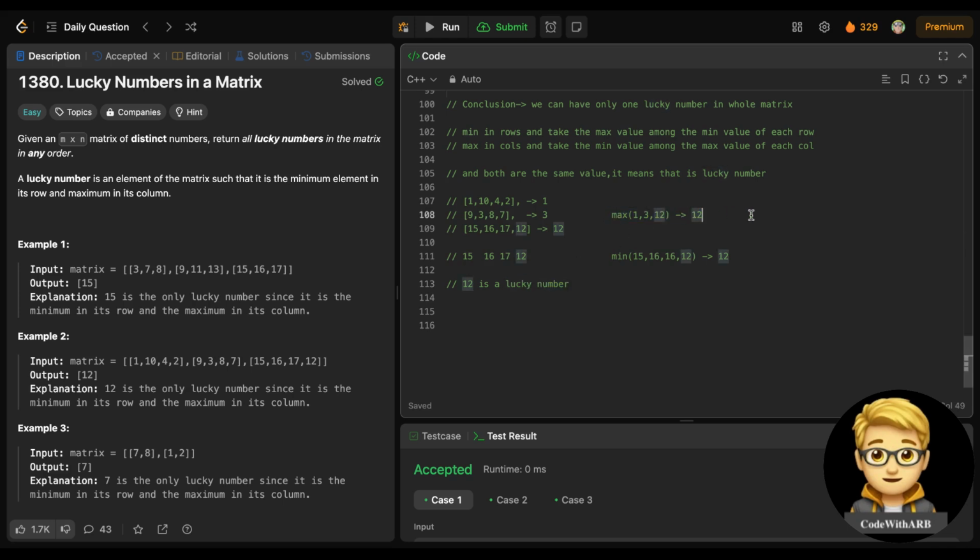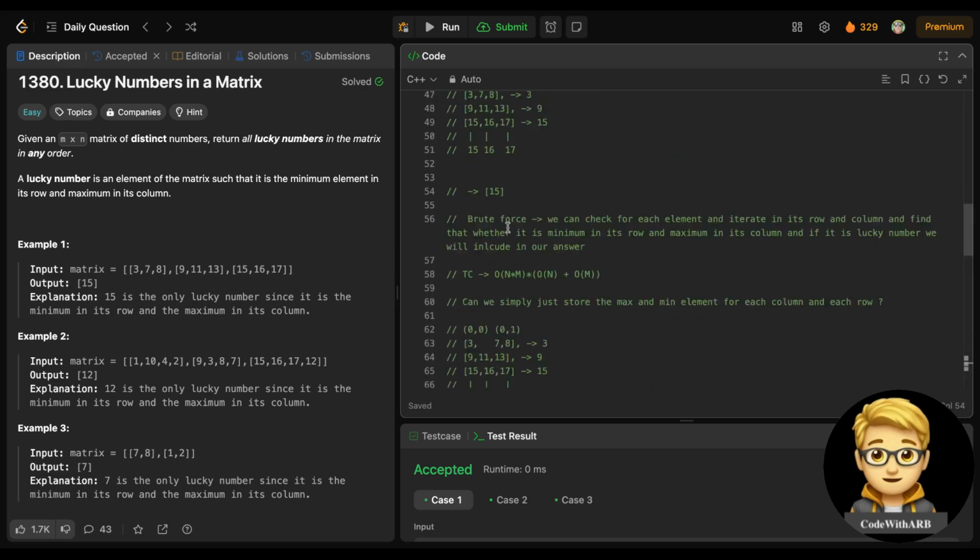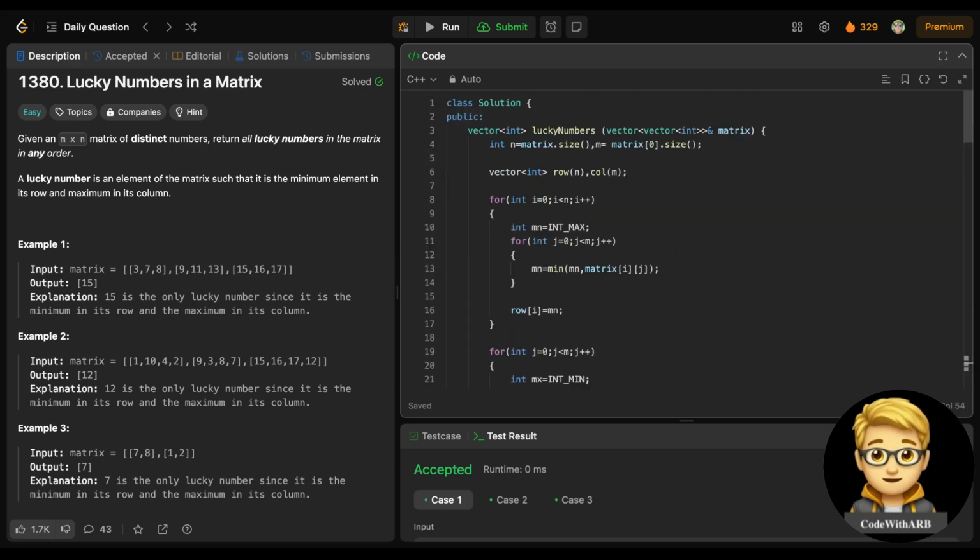We got our answer according to this, but we need to verify, because there can be a possibility that there is no lucky number. So yes, this is how we will solve this problem.